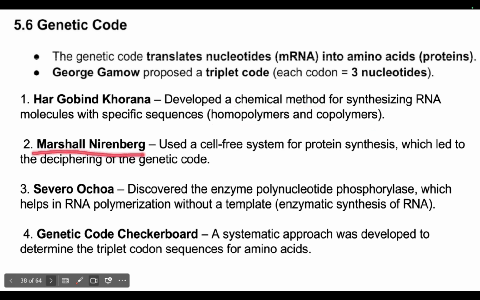Then another scientist is Marshall Nirenberg. He used a cell-free system for protein synthesis, and this led to deciphering of the genetic code. Another scientist, Severo Ochoa, discovered the enzyme polynucleotide phosphorylase, and this enzyme helps in RNA polymerization without a template. So till now what we understand is that for the formation of RNA you need a template, but if you want template-independent RNA synthesis, then this enzyme will be helpful. You can keep in mind that he basically explained the enzymatic synthesis of RNA. Then following that, a genetic code checkerboard was given, which is basically a systematic approach to determine the triplet code sequence for the amino acids.